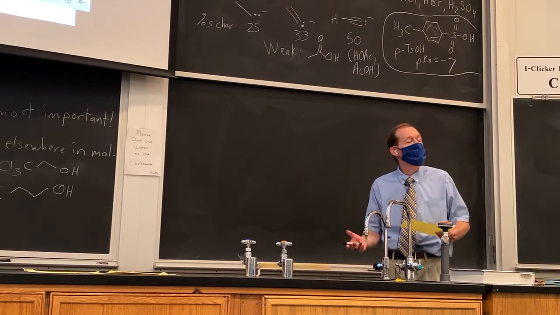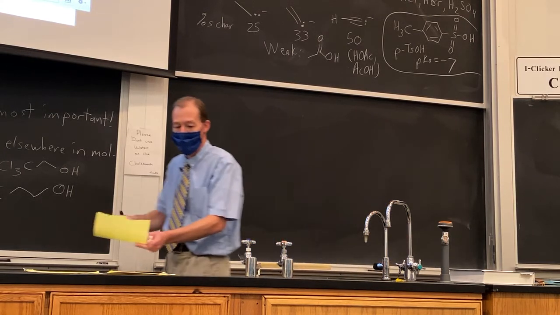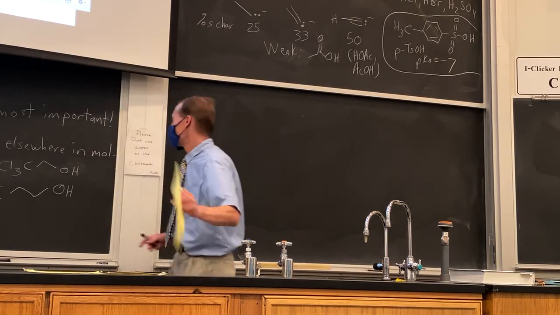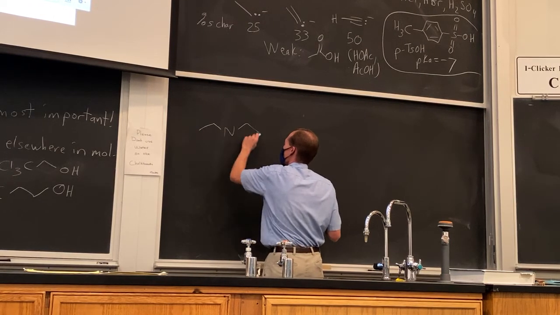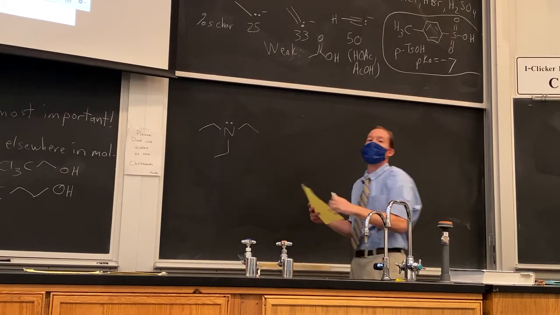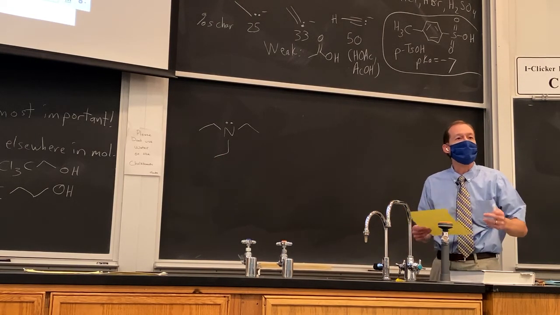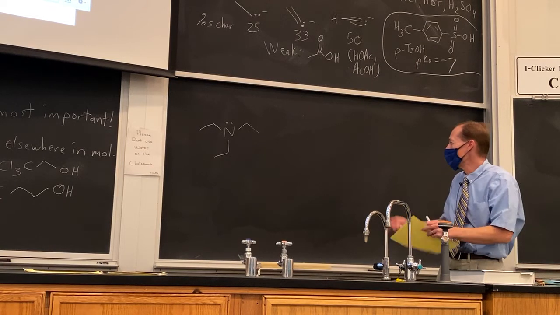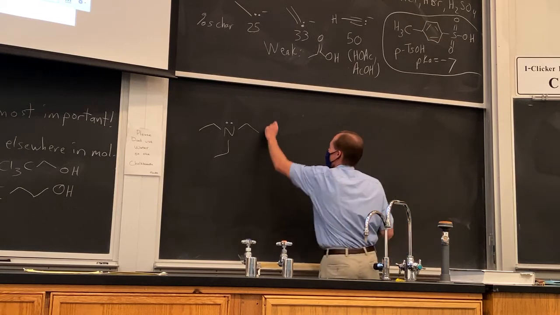Okay, sometimes we need weak bases in organic chemistry. And the weak bases we use the most are neutral nitrogen compounds. We know that negatively charged nitrogen compounds are going to be strong bases. Neutral nitrogen compounds are going to be basic still because they have a lone pair, but they're going to be weak bases. So this one is called triethylamine.